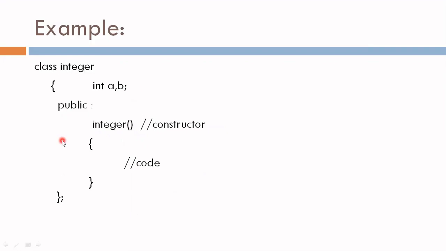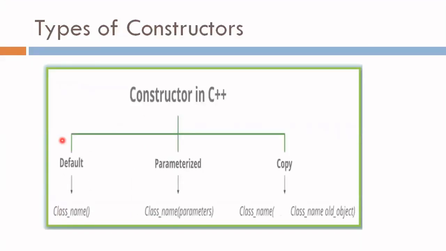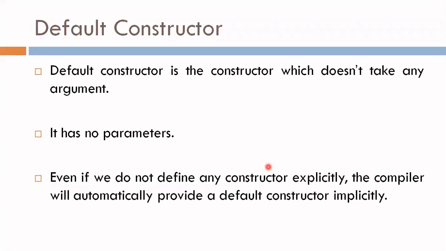Now let's see the types of constructors available in C++. There are basically three types: default constructor, parameterized constructor, and copy constructor. Let's see all of them one by one. The first one is the default constructor.